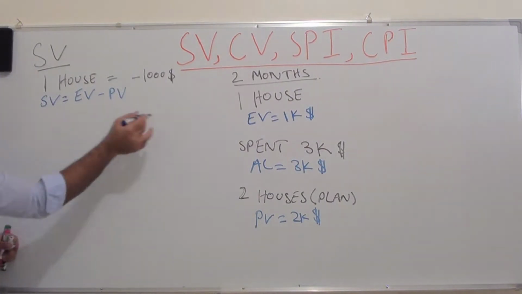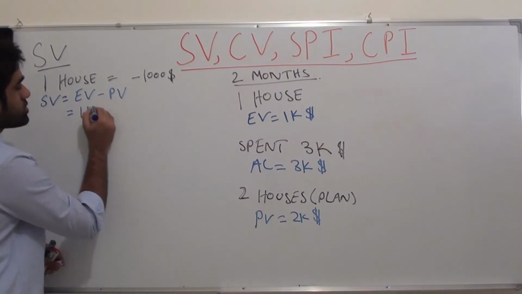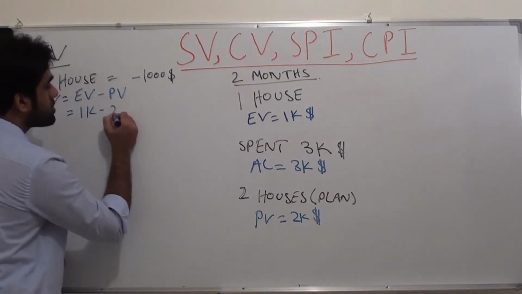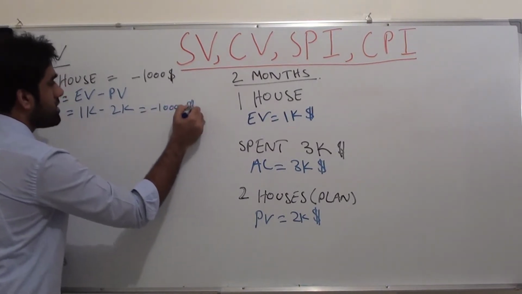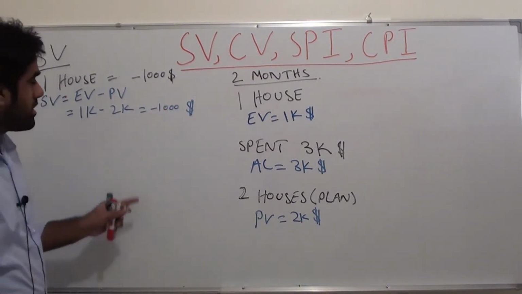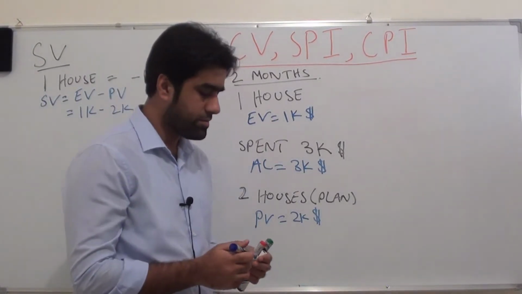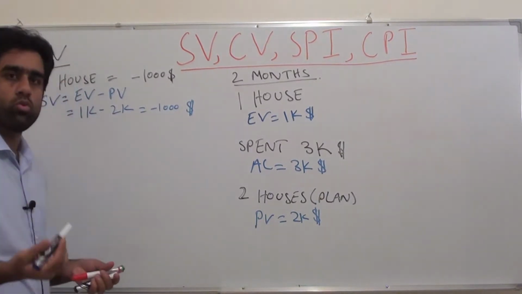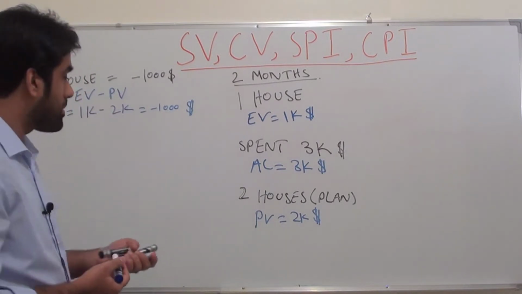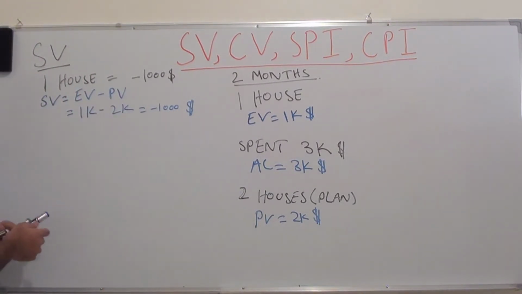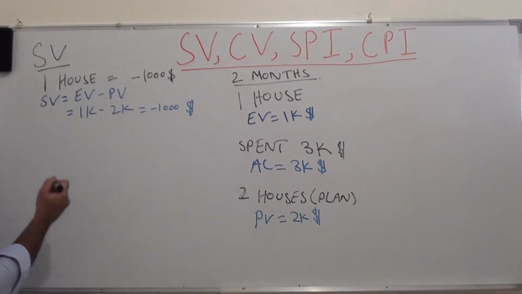In this case, schedule variance: earned value is 1000 minus planned value 2000. This is equal to minus $1,000. This is the schedule variance we calculated logically. It's as simple as this. It's a very easy concept, but you only need to know the formulas, and by the end of this lecture I will give you the trick to remember them. So let's move on to the cost variance.